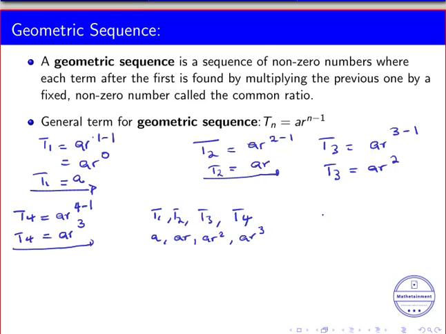Following the definition, a geometric sequence is a sequence of non-zero numbers where each term after the first term is found by multiplying the previous one by a fixed non-zero number called the common ratio. So let me underline this line. It's found by multiplying the previous one by a fixed non-zero number. That number is called the common ratio. Where do we start? We start after the first term is found.